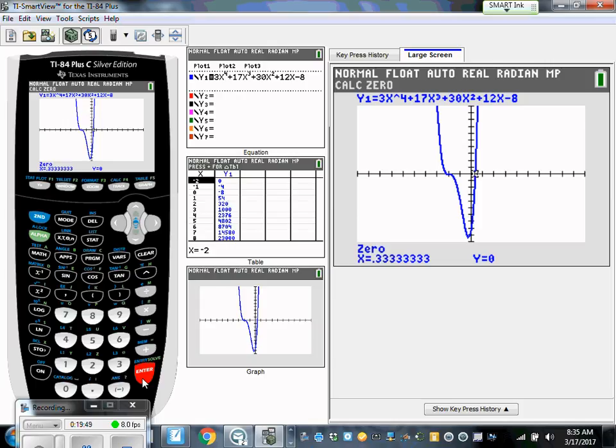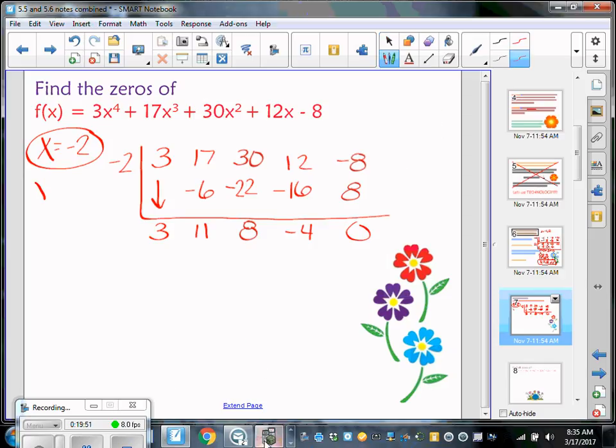All right, so we know 1/3 is the other one now. So let's do synthetic again with 1/3. And we'll get more practice with those buttons on the calculator, so don't panic, okay? All right, so we'll drop down. What is 1/3 of 3? 1. And then we add 12. What's a third of 12? It's 4.